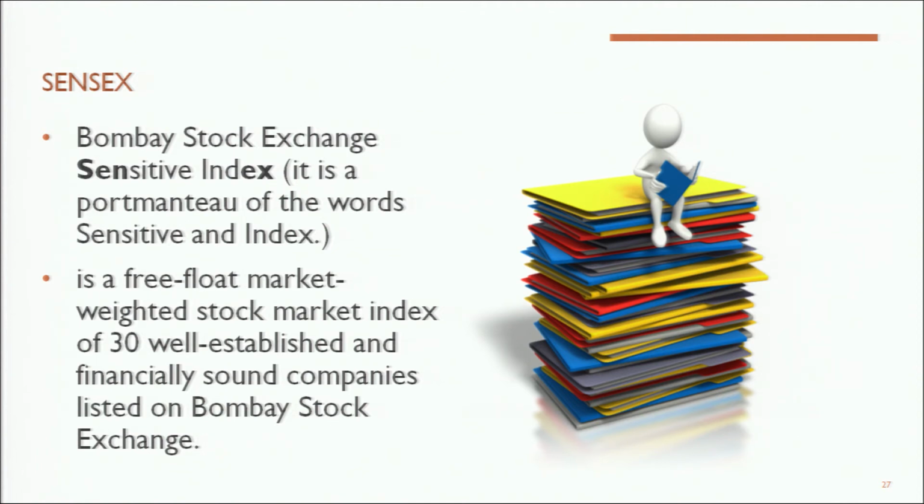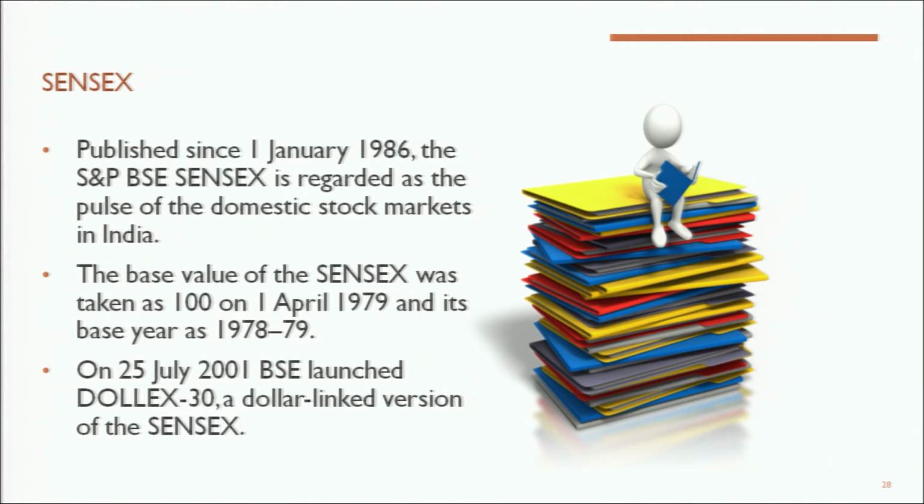So Bombay Stock Exchange gives you Sensex and National Stock Exchange gives you Nifty, which is an index of 50 companies. So Sensex has been published since 1st of January 1986, and now the S&P BSE Sensex is regarded as the pulse of the domestic stock market in India. So with the movement in Sensex, we can easily predict the direction in which the economy is moving. Also, the base value of the Sensex was taken as 100 on 1st of April 1979, and its base year was taken to be 1978-79. And on 25th of July 2001, BSE launched a dollar linked version of Sensex which is called Dollex 30.